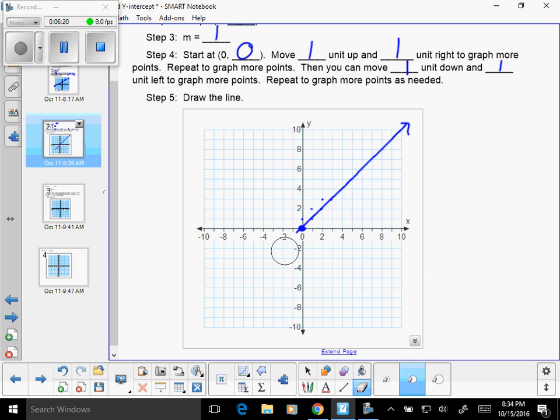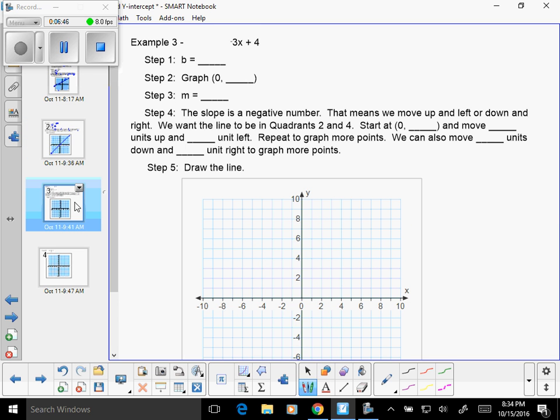Having trouble drawing this one. Sorry, guys and gals. Down 1, left 1, down 1, left 1. And there we go. So that is how I draw the next one. And again, I've got a positively sloped line. So I want to be able to walk up.